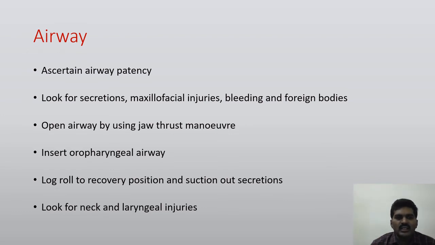Then you have to insert an oropharyngeal airway if the patient is comatose and is able to tolerate the oropharyngeal airway. Log roll to recovery position and do suctioning if suction is available, or let the secretions drain by gravity when you put the patient into recovery position. Look for neck and laryngeal injuries. If there are neck and laryngeal injuries, you need to secure a definitive airway as early as possible.